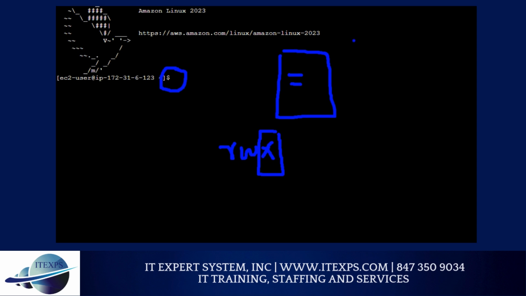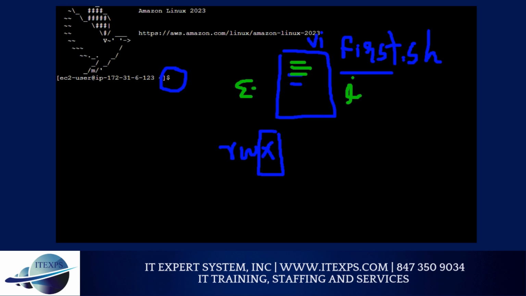For example, if my program is first.sh, that's the program name, and .sh means shell scripting. If I create a program, how am I going to create it? With VI. I'm going to create a program through VI, first.sh. By default, VI is in read-only mode, so we'll press I for insert. We'll write a couple of commands, and then we'll press escape. Make sure you pay attention on screen. Then we'll do :wq.